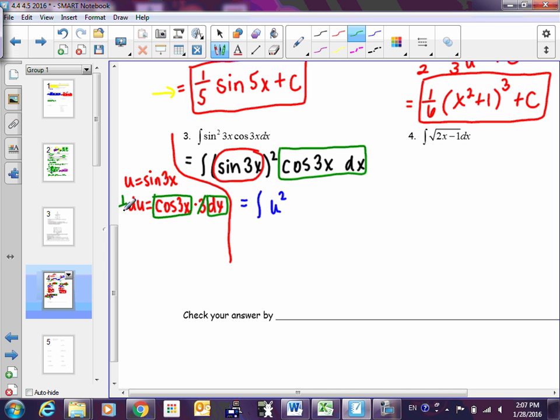Yeah, divide it and let's make that a third. So this whole thing becomes 1/3 du. See, I'm just getting that from right over here. 1/3 du is equal to cosine 3x dx. So I'm just doing a swap. Okay, move the third to the front. And if you feel comfortable just going straight into that, that's fine.